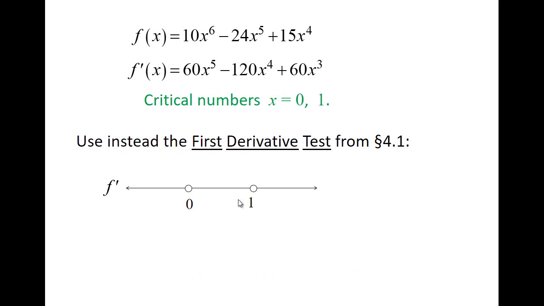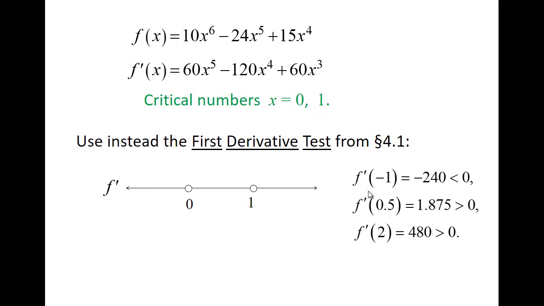These are the critical points, and they will be the partition numbers for the function f. The domain of f is all real numbers. We divide that at 0 and 1, and then we look at the sign graph for f prime. Notice that on the left side of 0, what's the sign of f prime? F prime of -1 is negative. So we plug in -1 here, and we get -60, -120 here, and -60 here. So that's going to be -240, which is negative. So f prime is negative on the left side of 0.